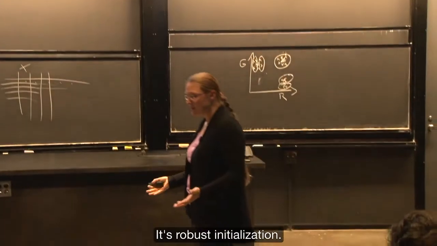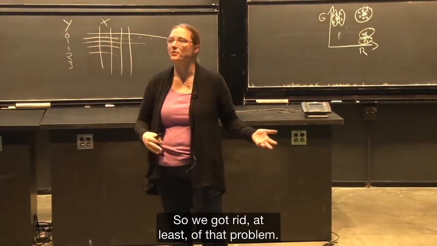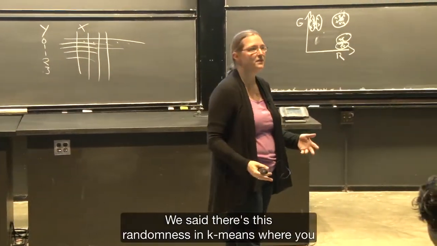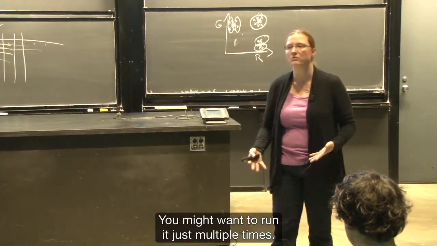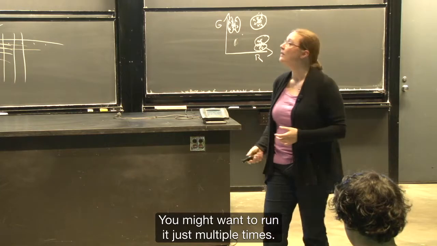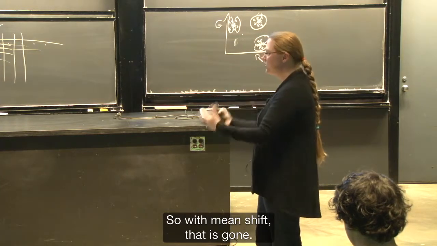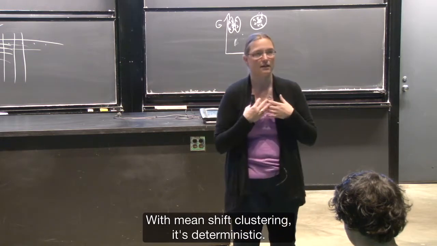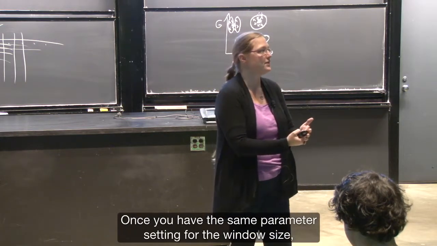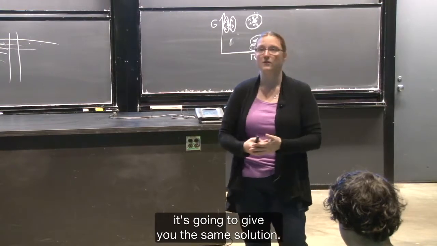It's robust to initialization, so we got rid, at least, of that problem. We said there's this randomness in K-means where you do the random initialization, and you might want to run it multiple times. With mean shift, that is gone. Mean shift clustering is deterministic: once you have the same parameter setting for the window size, it's going to give you the same solution.